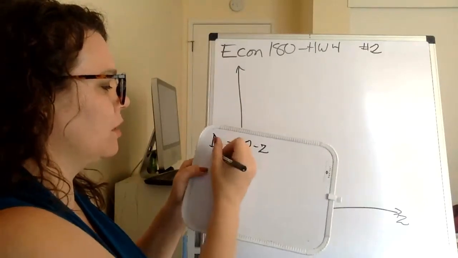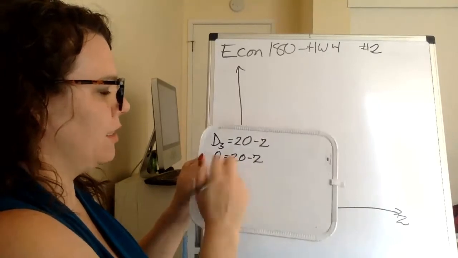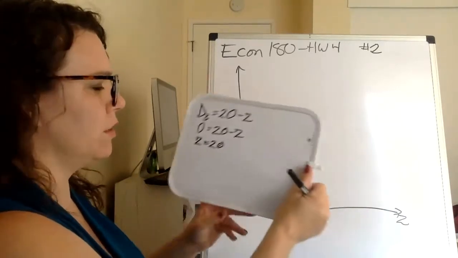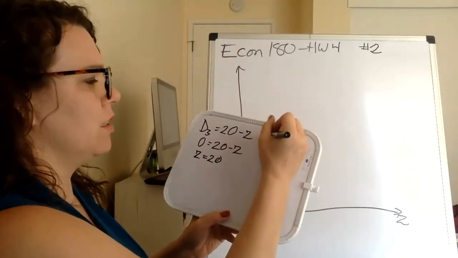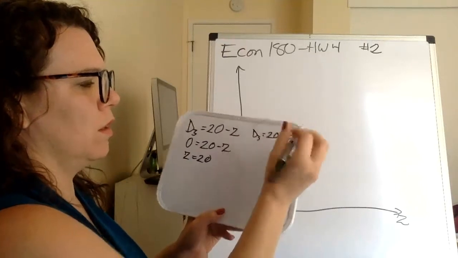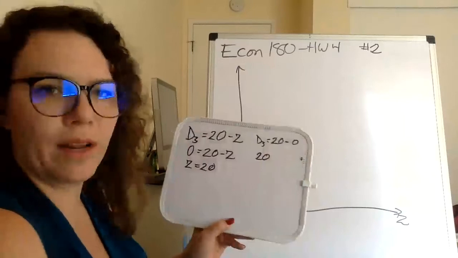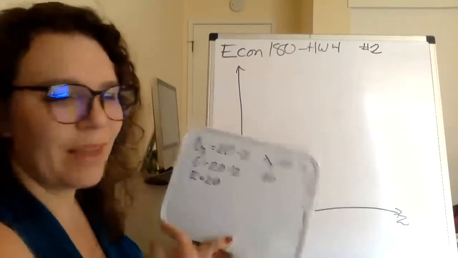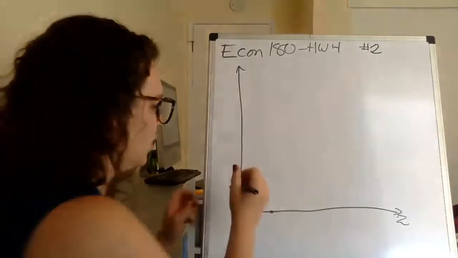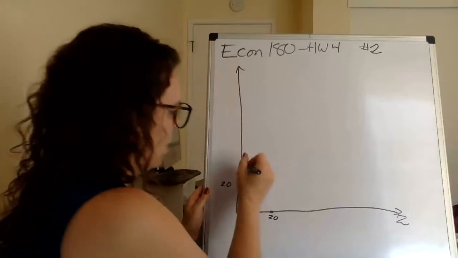If d is equal to 0, then it's just going to be 20 minus z. Add z to both sides, and I get z equal to 20 when d is equal to 0. On the other hand, if z is equal to 0, then we just end up with 20. So our endpoints are going to be 20, 20, and it's the same. The math on that part is pretty easy, so hopefully you're comfortable with that. So demand 3 is 20, 20.